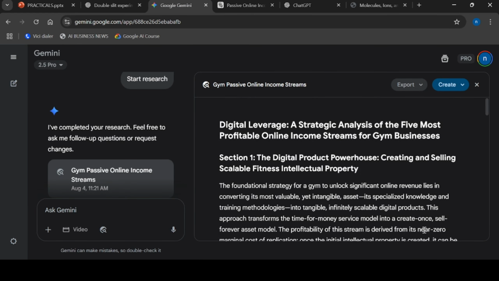So Gemini is done with this. Let's see the five ideas it gave to us, but I assure you it will still be similar to those ones we also got.